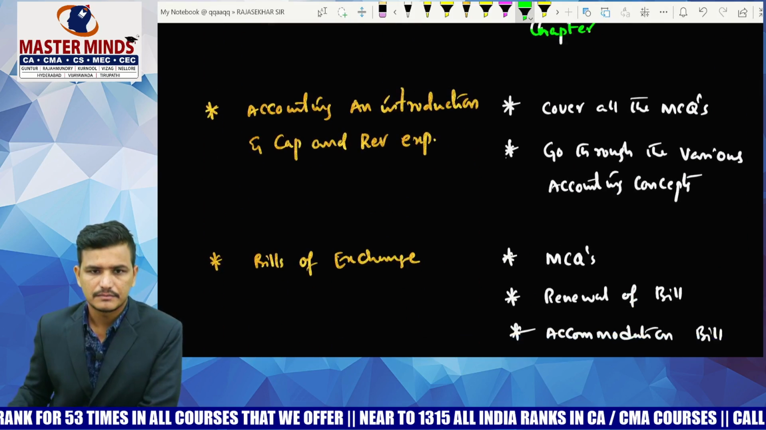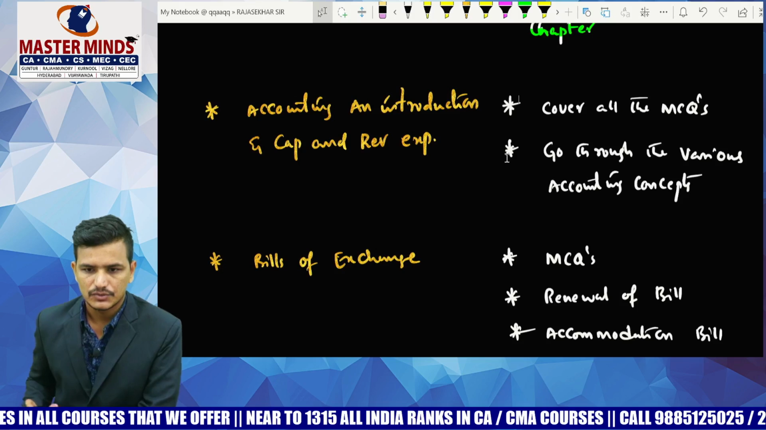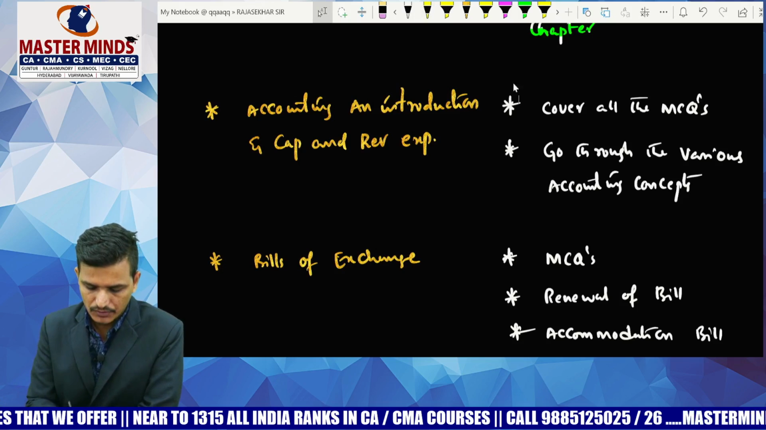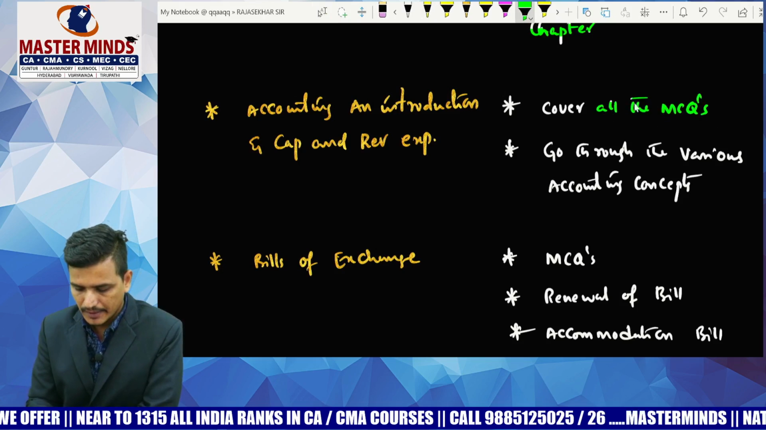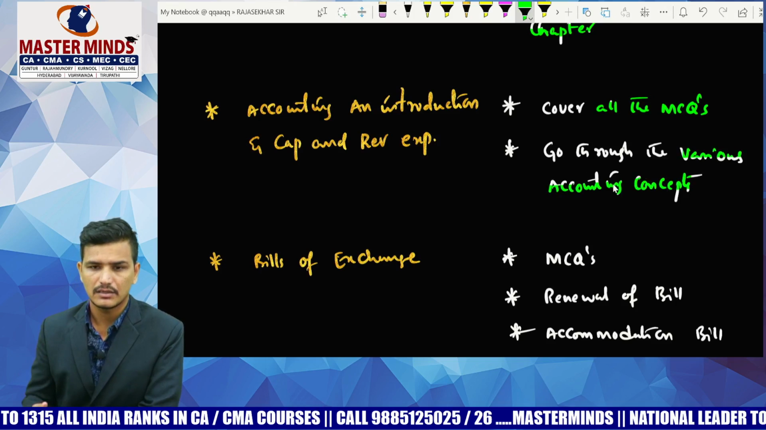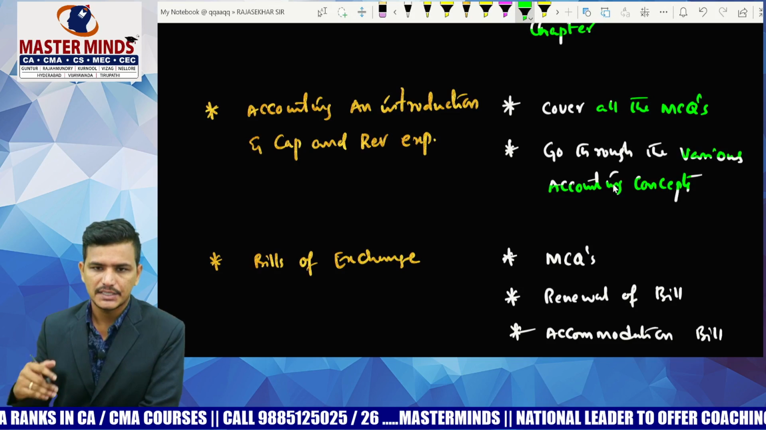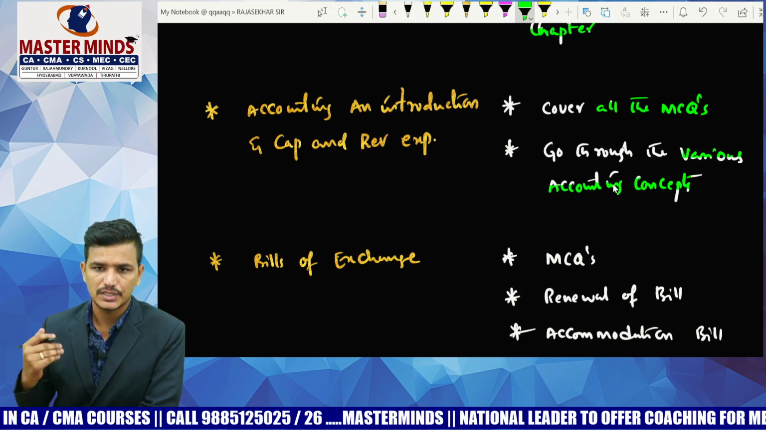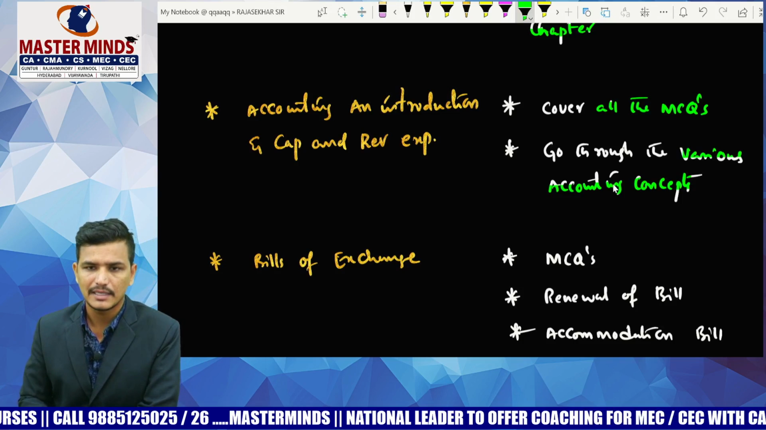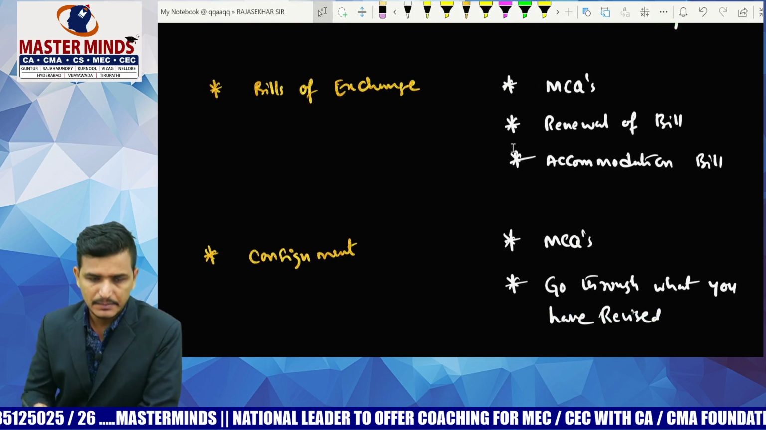Okay, next. Accounting introduction and revenue and capital expenditures. This is also one of the important chapters. In this chapter, in most cases they are going to give you a question based on MCQs. Also go through the various accounting concepts, like what is going concern concept, what is prudence. Accounting concepts and accounting conventions are there. Write short notes on going concern concept; some questions like that will be tested. So go through the various accounting concepts and also cover all the MCQs which are given in our MCQ material.